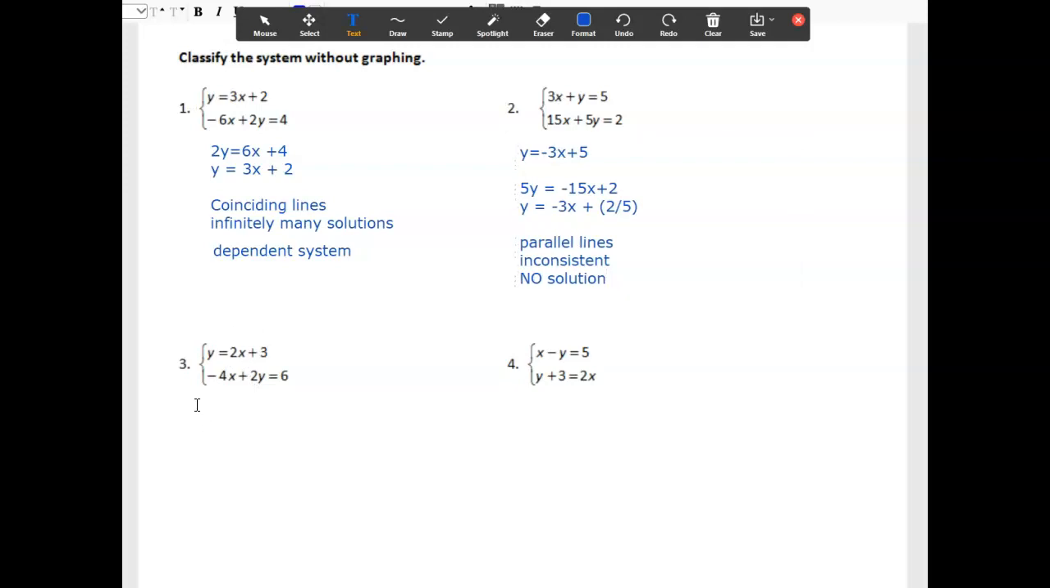In example number 3, the first equation is already solved for me. The second equation says we're going to add over the 4x. Then we're going to divide by 2. And this time when I compare their slopes, the slopes are different. The y-intercepts are the same. But different slopes tell me they are intersecting. One solution. And I like to think intersection goes with independent. So intersecting independent have one solution.